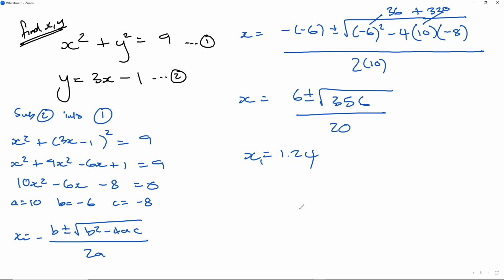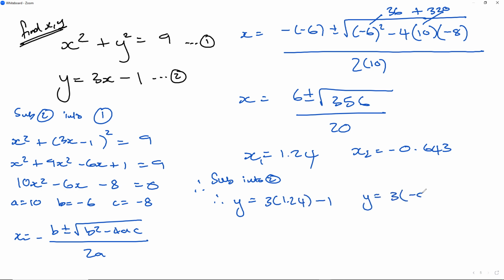And if I have to find x2, keep it on the calculator as well. If you do that, you don't have to print out the whole thing. So x2 is going to be negative 0.643, to three significant figures. So therefore, I'm now going to substitute into equation 2, and I'm going to get y equals 3 times 1.24 minus 1, and y equals 3 times negative 0.643 minus 1. And that's going to give me my y value in each case.